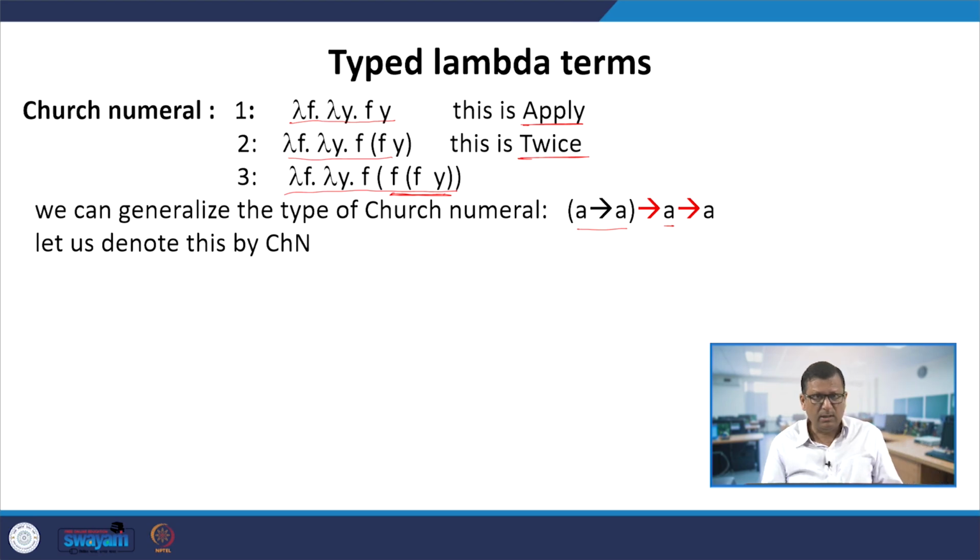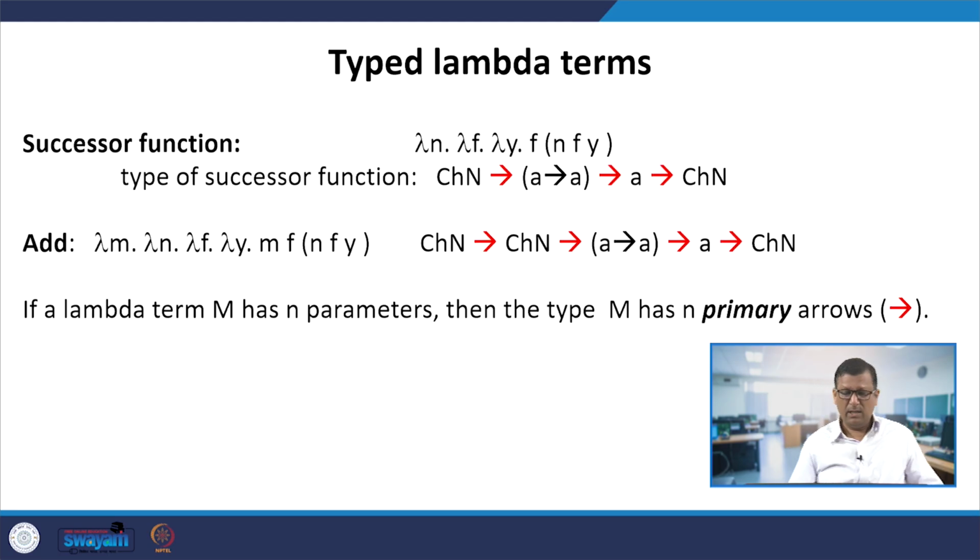So, we will call it CHN. So, the Church numeral type will be this, it is the same as twice. Now, consider the successor function. So, successor function takes as input a Church numeral n and f and y, and it does f of n f y. So, the type will be Church numeral, arrow f is A arrow A, y is A, and output is a Church numeral, because return type again is a Church numeral. So, it will be like this.